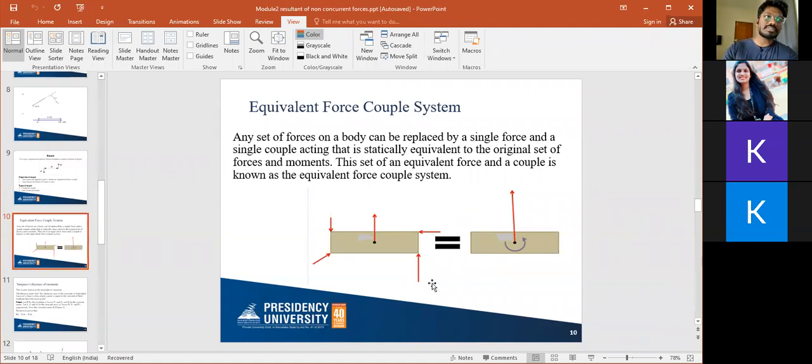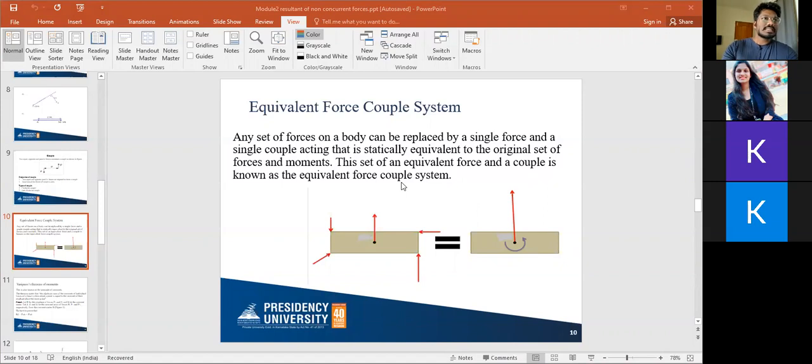As you can see in the diagram, in the first part of the rectangular block, you can see five forces acting on the block, of which four forces act on the corners. These four forces acting at the corners generate a rotatory moment, a turning force. That turning force can be replaced by a statically equivalent moment, which represents the same rotatory motion happening in the first figure.